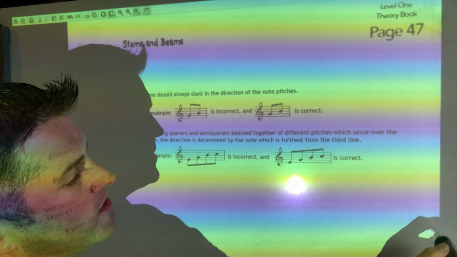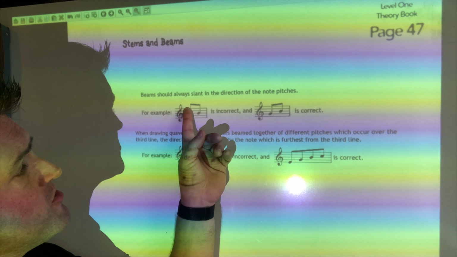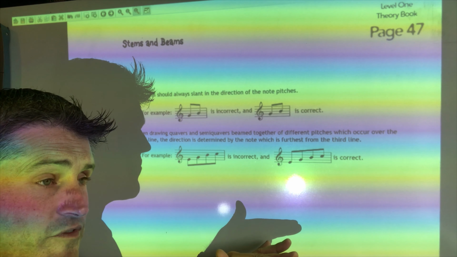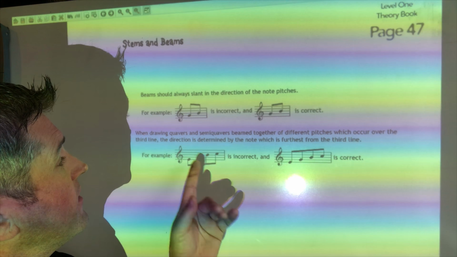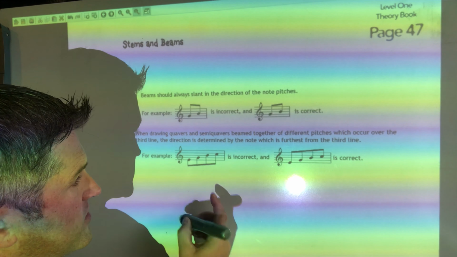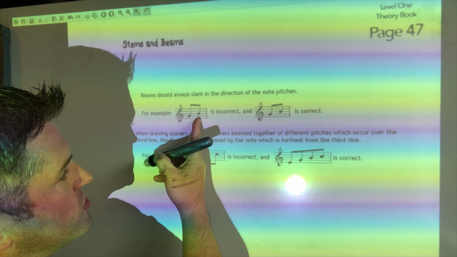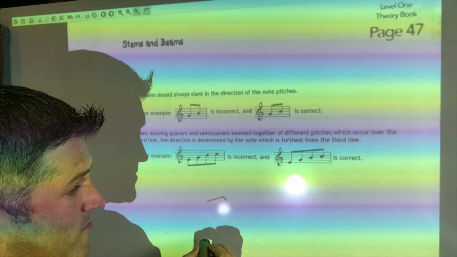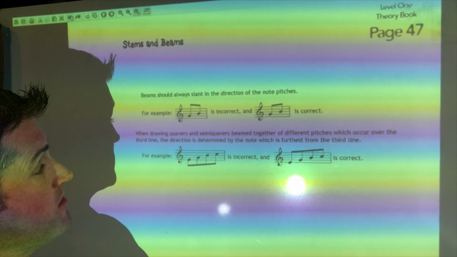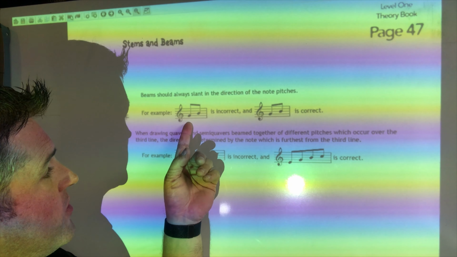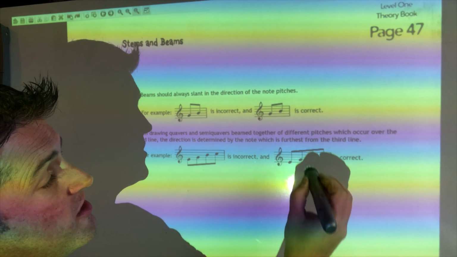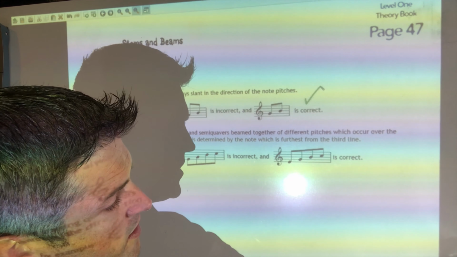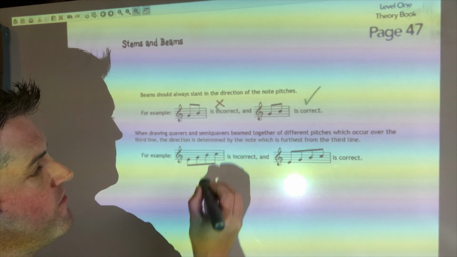So, still here on page 47, beams should always slant in the direction that they're going. You could potentially have them flat, that's fine, there's no rule saying that you can't, but if you've got notes, for example, going up, so there's a G and there's that B, the slant should actually be traveling up the same way as well, okay? So this example here is incorrect, whereas this one here would be correct. So I'm going to go big green tick for that one, and no, we don't want that one there.